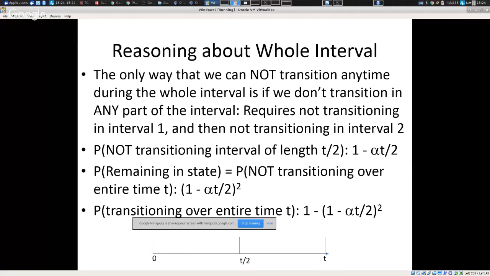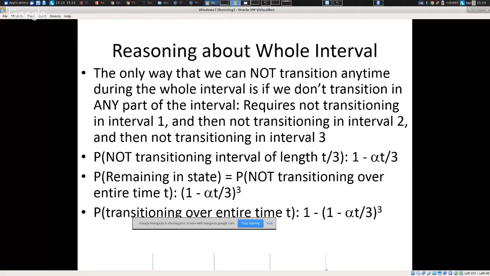What if it were n intervals? What if this were divided up into n intervals? How would that formula be different if it were n intervals? So here's with 3. What if it were n intervals? Yeah, okay. So the probability of remaining in the state is then 1 minus alpha t over n, and then to the nth power.